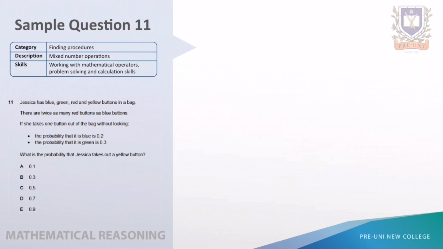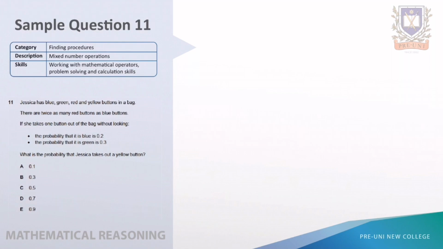So looking at question 11, Jessica has blue, green, red, and yellow buttons in a bag. There are twice as many red buttons as blue buttons. If she takes one button out of the bag without looking, the probability that it is blue is 0.2, and the probability that it is green is 0.3. So what is the probability that Jessica takes out a yellow button?